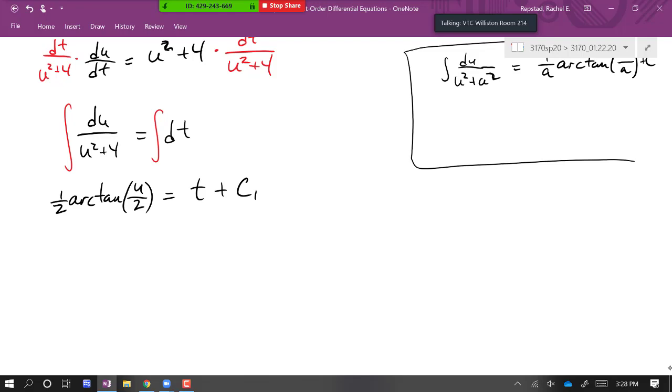Now what? What's our goal? Right? I mean, we integrated. That's definitely a success. We need to get that far when we're solving this. But now we have this equation with u's and t's in it. What's our ultimate goal in this problem?